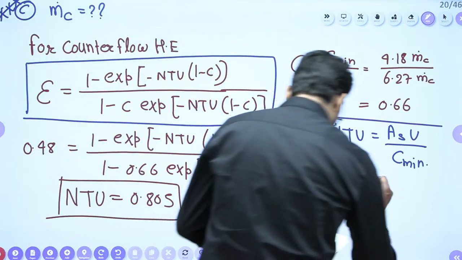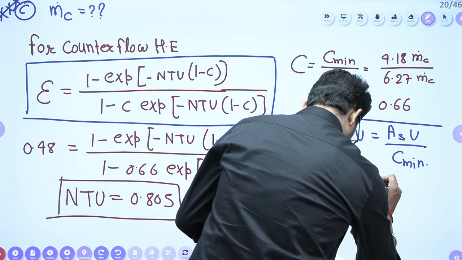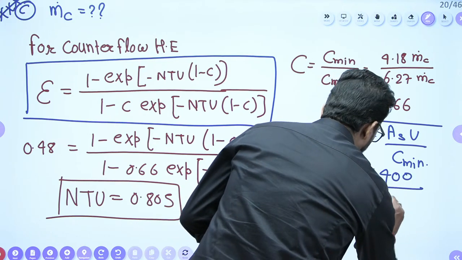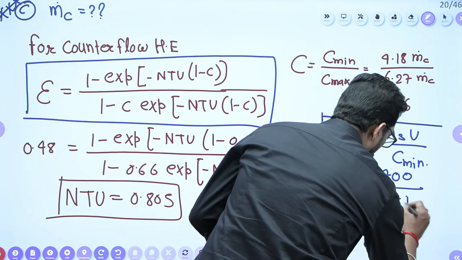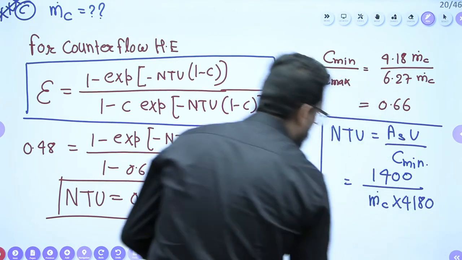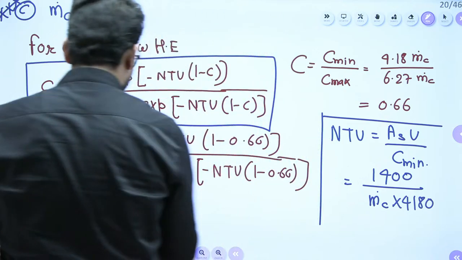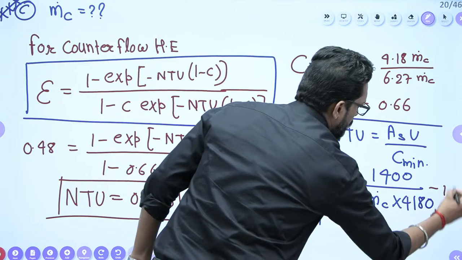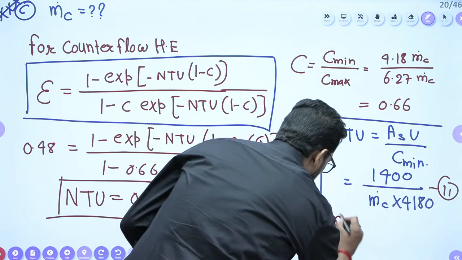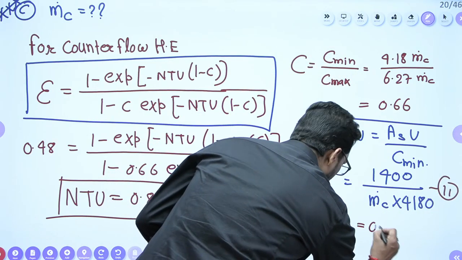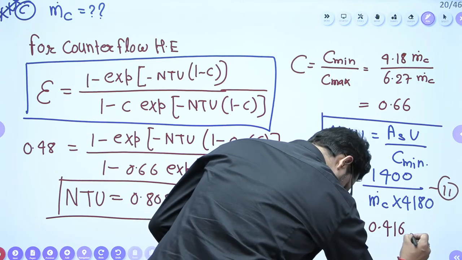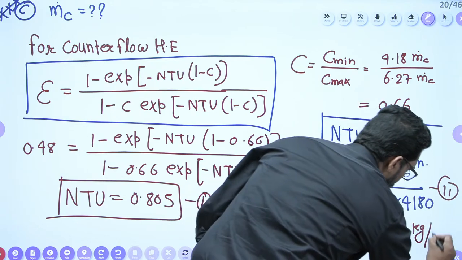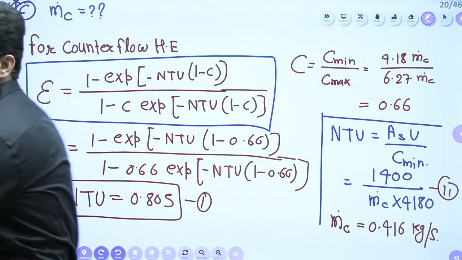1400 divided by C minimum. What is C minimum? M dot C into 4180, right? So put here, from this equation you have NTU, and from these two equations solve and find the mass flow rate of cold fluid. This is your 0.416 kg per second. So this part is very important.